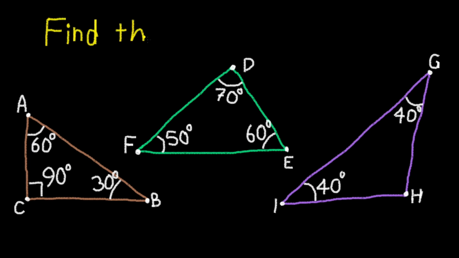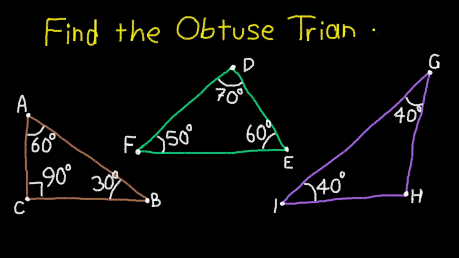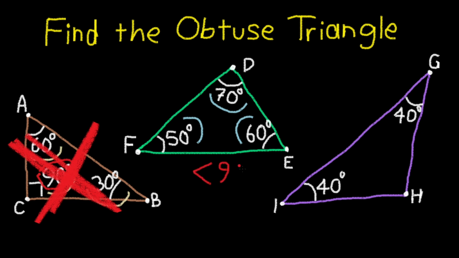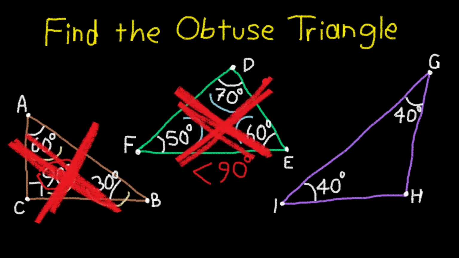Can you find the obtuse triangle here? Let's do it together. The interior angles of the triangle ABC are 60 degrees, 30 degrees, and 90 degrees. The angle C is a right angle, but it is not greater than 90 degrees. So the triangle ABC is a right triangle, not an obtuse triangle. Let's check out the triangle DEF. Its interior angles are 70 degrees, 60 degrees, and 50 degrees. All of these angles are less than 90 degrees. So DEF is an acute triangle, and definitely not an obtuse triangle.